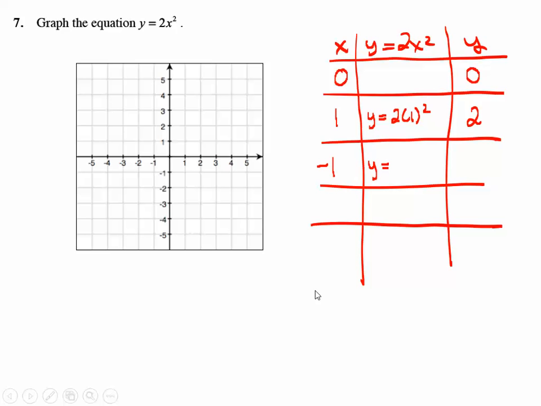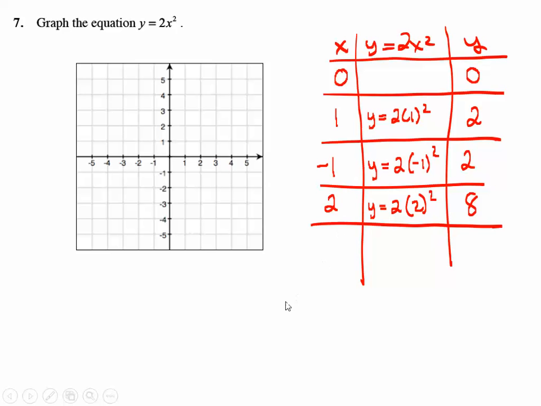And again, the reason why we're plugging in a whole bunch of points is because this is nonlinear. We've got to see where the curve is going to be. So plug in -1. -1 squared is still a +1. Times 2 is still 2. If I plug in a +2, 2 squared is 4. 4 times 2. Whoa, we're at 8 already.